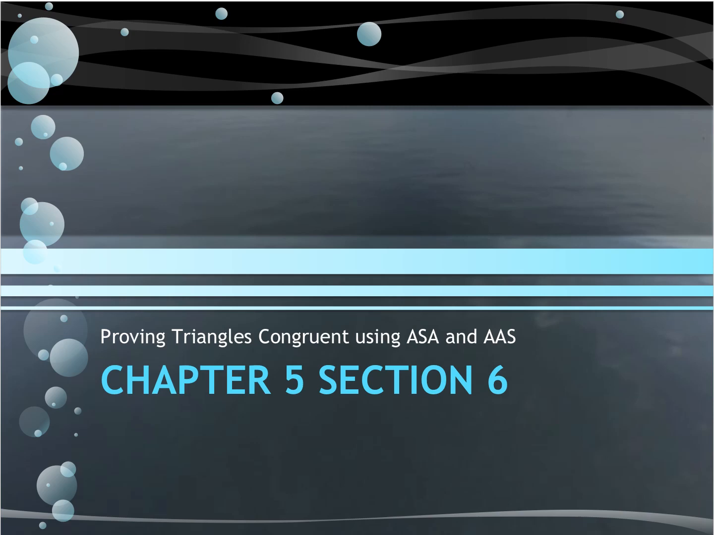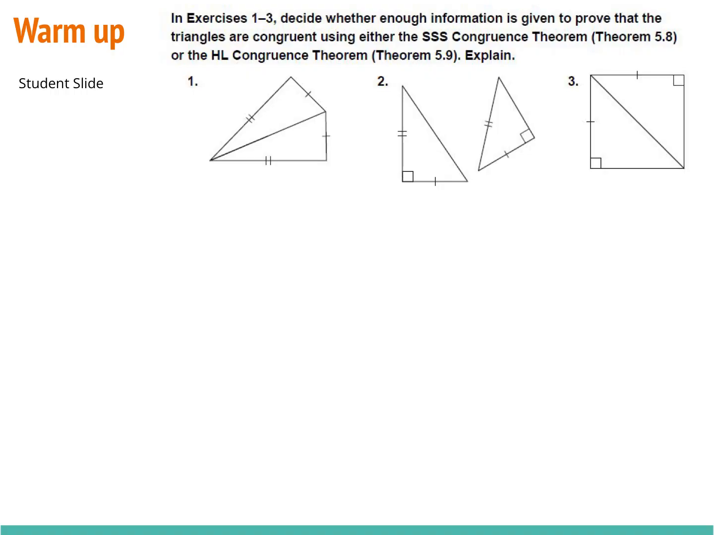So we're going to start with chapter 5, section 6: proving triangles are congruent by ASA, angle-side-angle, or AAS, angle-angle-side. First, we're going to start with the warm-up.